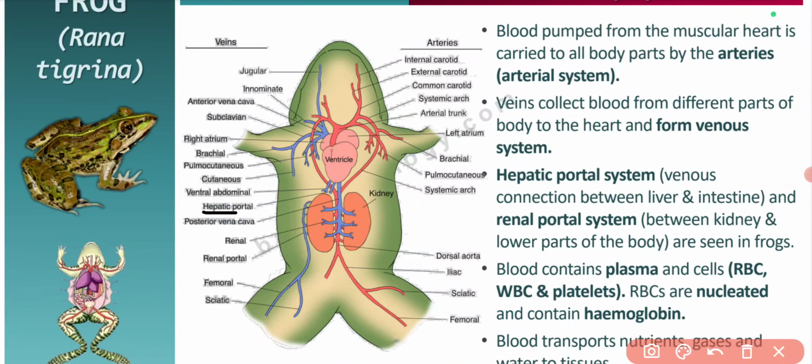Hepatic portal system connects the venous connection between the liver and the intestine, and renal portal system, between kidney and lower part of the body. Renal portal, it is also labeled here, are seen in the frog.